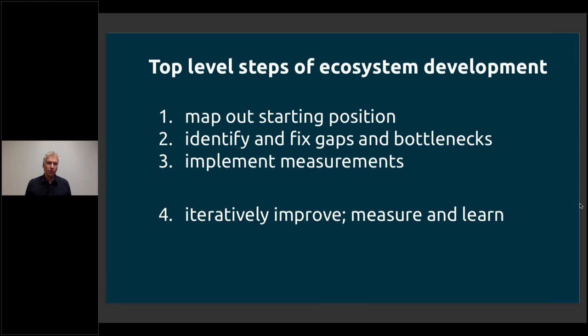So for the mapping exercise, the top level steps to ecosystem development are: map out the starting position, identify and fix gaps and bottlenecks, implement measurements, iteratively improve, measure and learn. And usually where things start and often also end is the mapping of the starting position, and then people feel, okay, we have done it, and that's it.